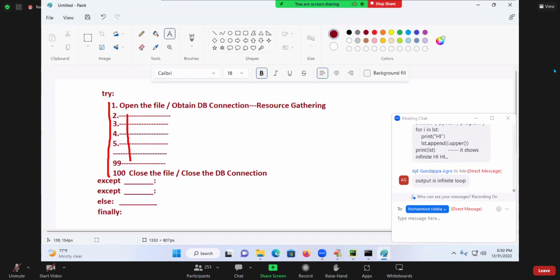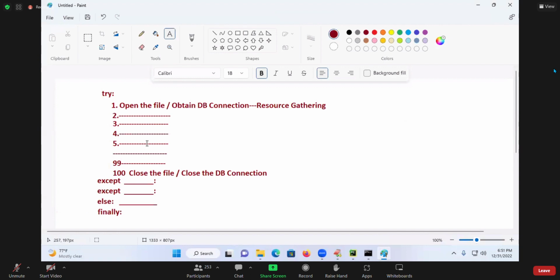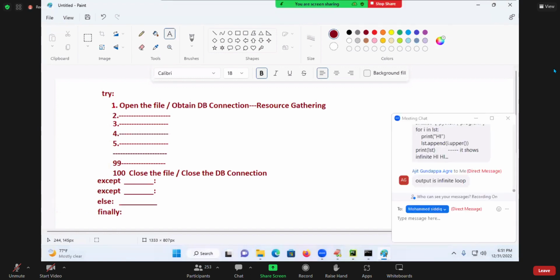Finally is also there. Carefully understand, students. Now tell me, this is called what? Try block. Major important part. Related to this exception, I am having what? Except block. And next is called what? Result generated block. And finally block we did not discuss so far. We are discussing now.